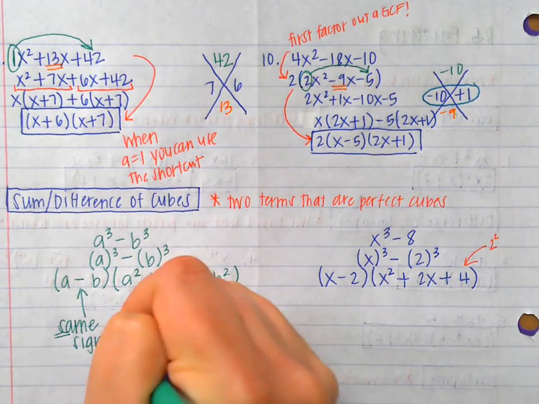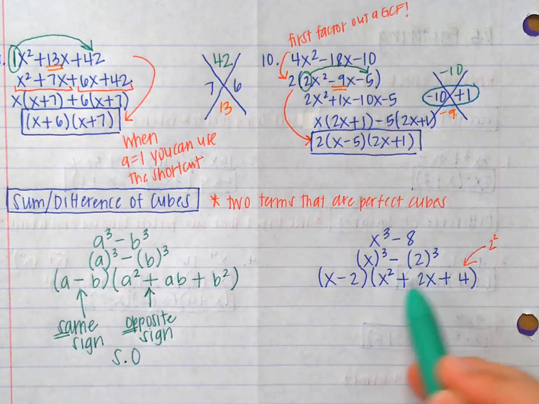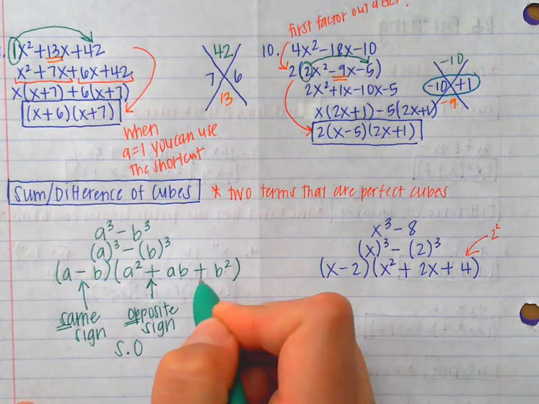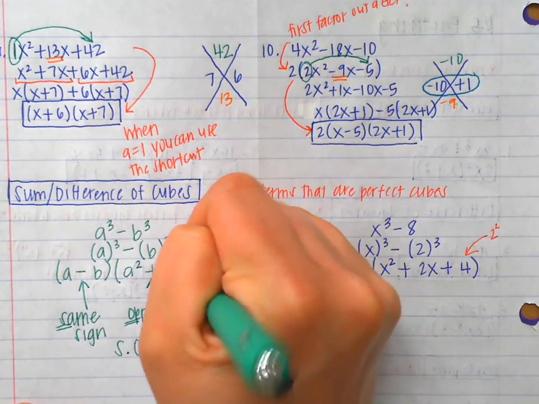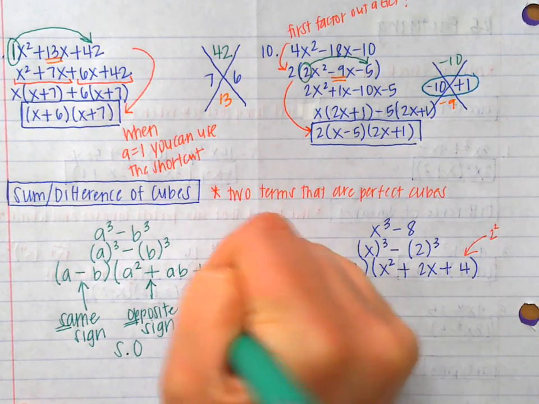So we're going to use O. If it's a minus here, it's going to be a plus here. We'll do an example with a plus in a minute. And then this last one is always positive.